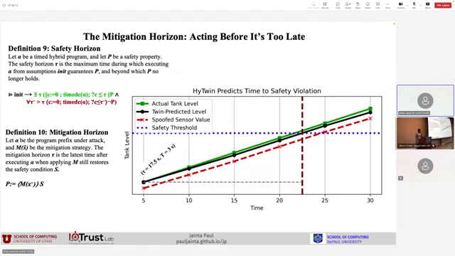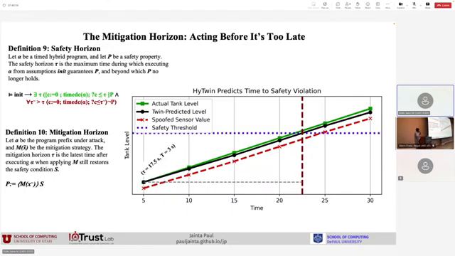Based on the safety horizon, we define the mitigation horizon. Let's say a mitigation strategy be M, and we say that the mitigation horizon is the latest time after executing alpha when applying M still restores the safety condition S. So this is central to our approach. This essentially tells us how long we have before the safety property is violated without any intervention.